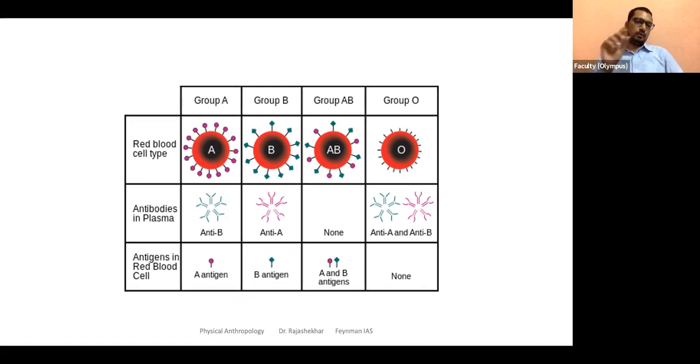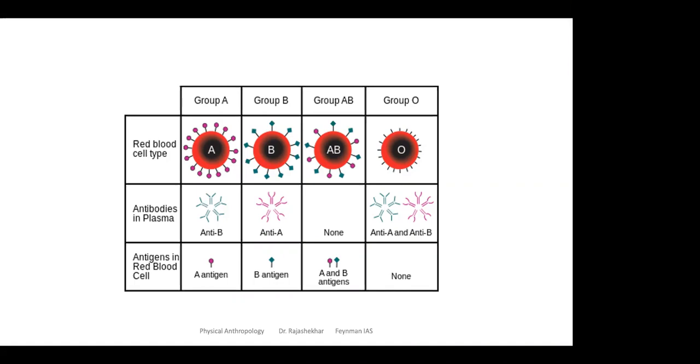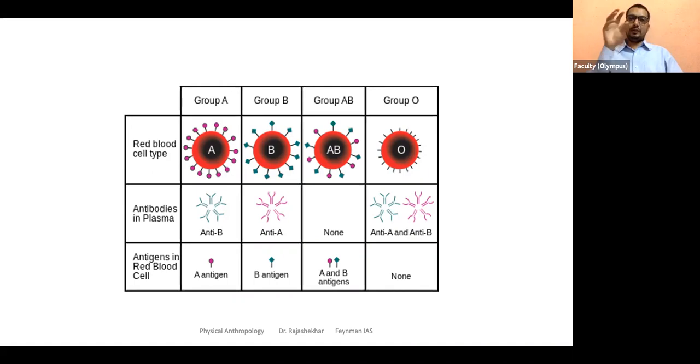In the second row, if you want to write, write what antibodies are present in their blood. What antibodies are present in their blood? So do you know the answer to this? A group person, without looking into the table, can you tell me? A group people, can they have antibodies for A? No, they cannot have antibodies for A. What happens if they have antibodies for A? Basically, those antibodies will destroy the antigen on the RBC. They will destroy the RBC.